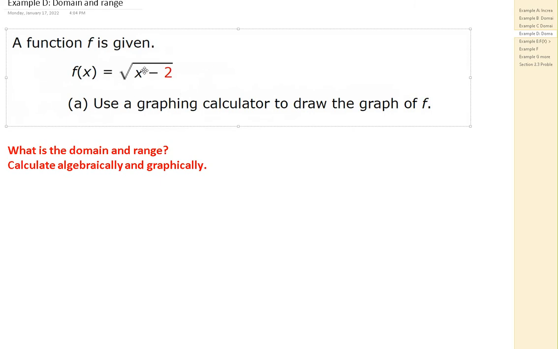Oh, yes, actually 6 works okay. Never mind. How about -2? Could I plug in -2? Would that work? You get the square root of -4.